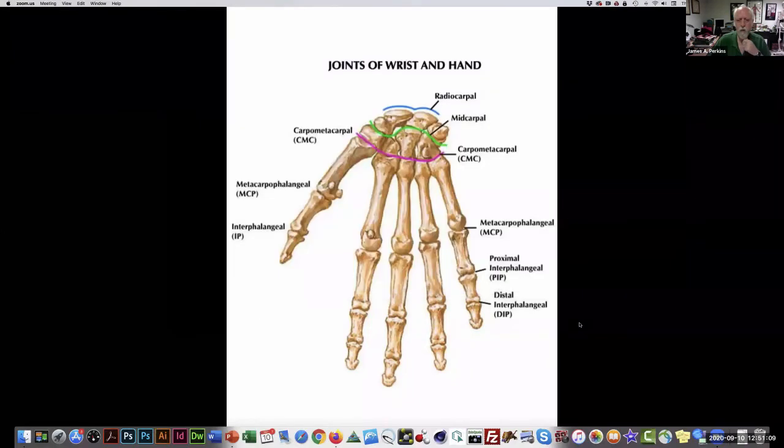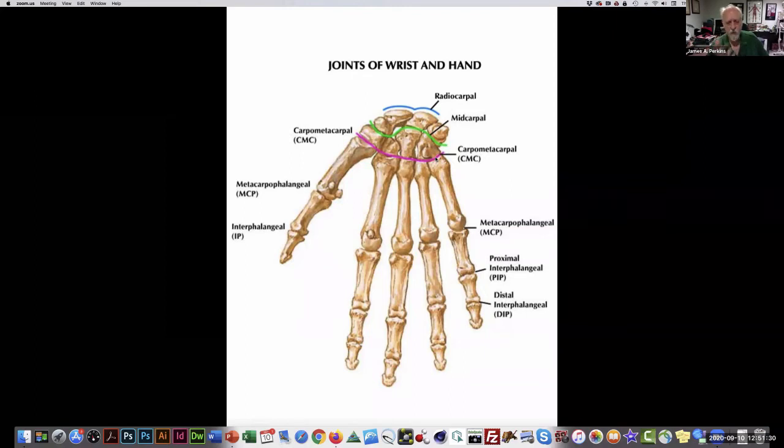Good question. Let me share the screen again. So just to summarize what I was talking about, the 4 carpometacarpal joints associated with digits 2 through 5 don't move hardly at all. It's really only that 1st carpometacarpal joint at the base of the thumb that has any significant amount of motion.